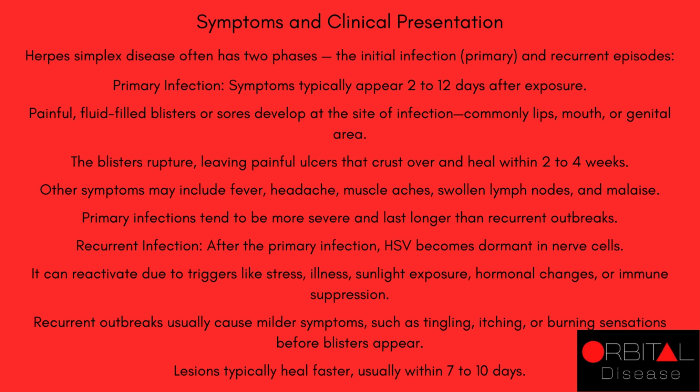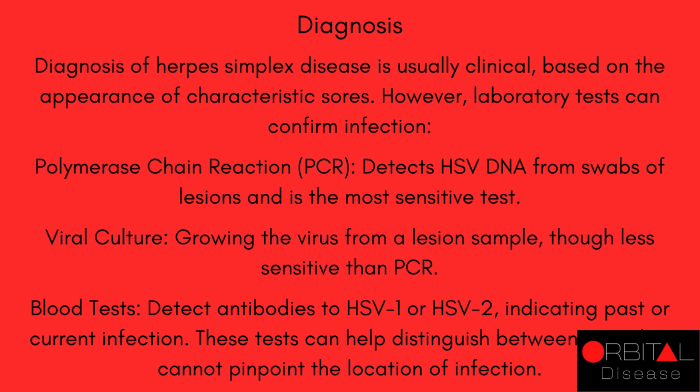Recurrent infection. After the primary infection, HSV becomes dormant in nerve cells. It can reactivate due to triggers like stress, illness, sunlight exposure, hormonal changes, or immune suppression. Recurrent outbreaks usually cause milder symptoms, such as tingling, itching, or burning sensations before blisters appear. Lesions typically heal faster, usually within 7 to 10 days.